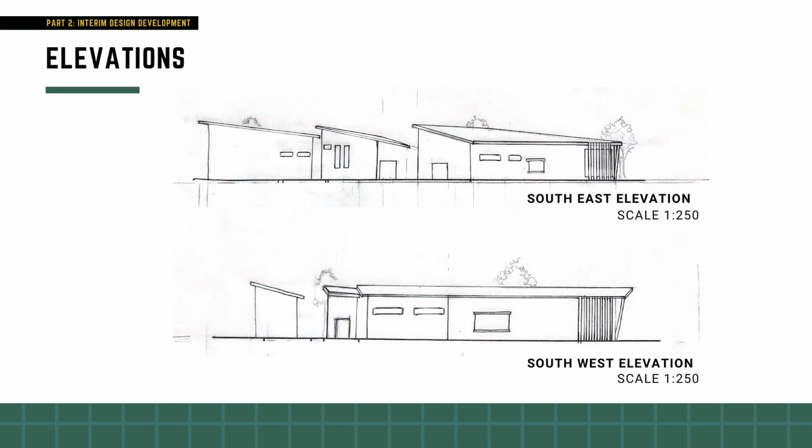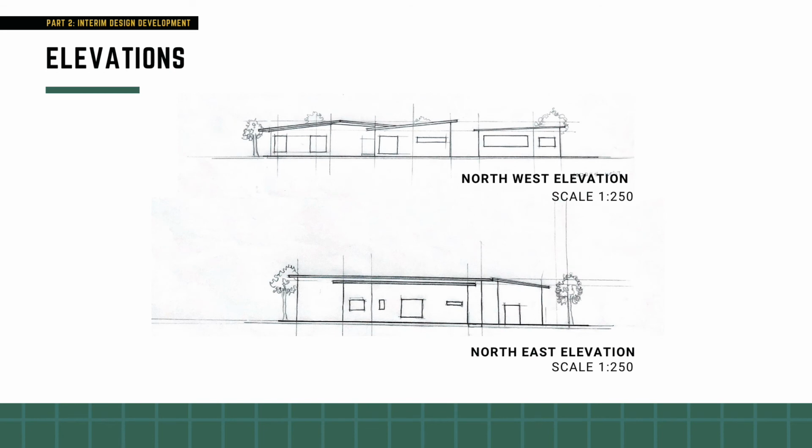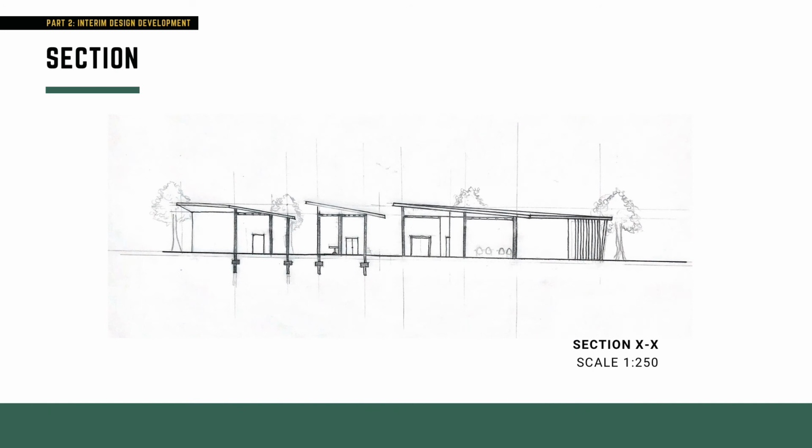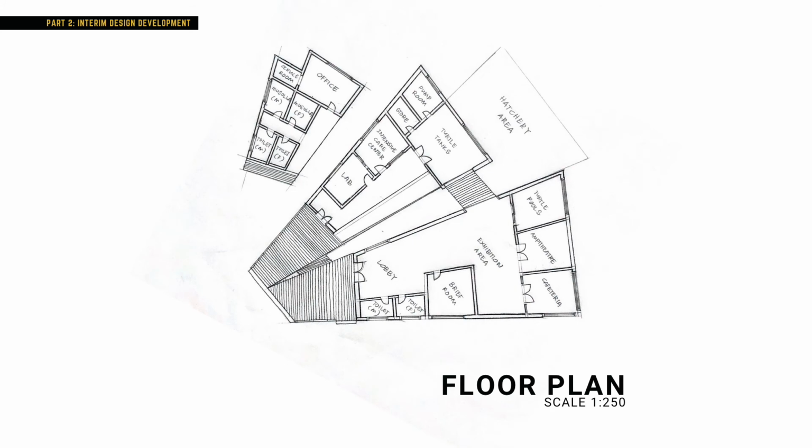These are the elevations from southwest and southeast. It shows the louvers to shade the cafeteria area from direct sunlight, also the overhangs. These are the northwest and northeast elevations. This is the section cut towards the x-axis. This is the floor plan.